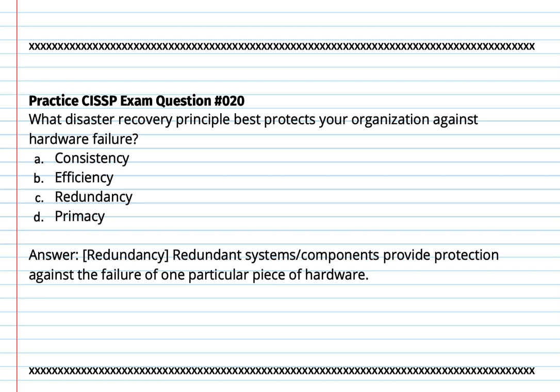All right, CISSP exam question 20. What disaster recovery principle best protects your organization against hardware failure? A, consistency, B, efficiency, C, redundancy, or D, primacy. What disaster recovery principle best protects your organization against hardware failure? Consistency, efficiency, redundancy, or primacy. And the answer is redundancy. Obviously, redundant systems will protect your system and your organization against potential hardware failure.